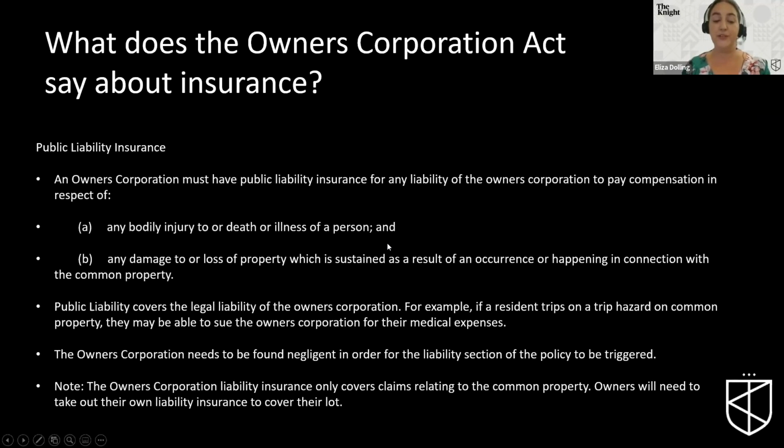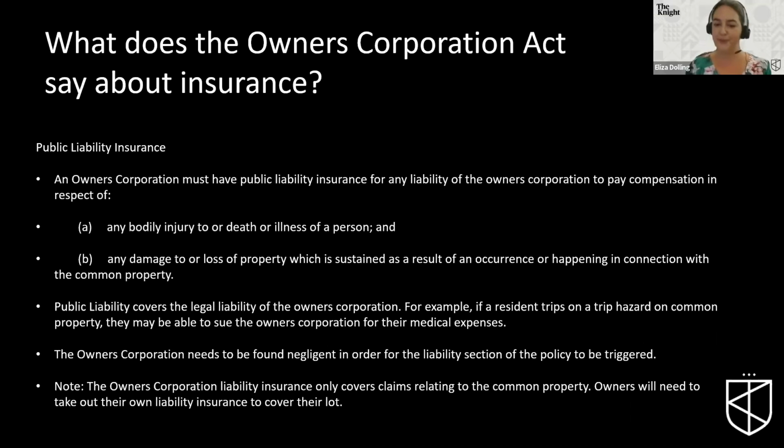So I guess what is public liability insurance, or what does the Act say about public liability insurance? An owner's corporation must have public liability insurance for any liability of the owner's corporation to pay compensation in respect of bodily injury or death or illness of a person. Legislation's always fun to read through. Also any damage to or loss of property which is sustained as a result of an occurrence or happening in connection with the common property. Public liability covers the legal liability of the owner's corporation.